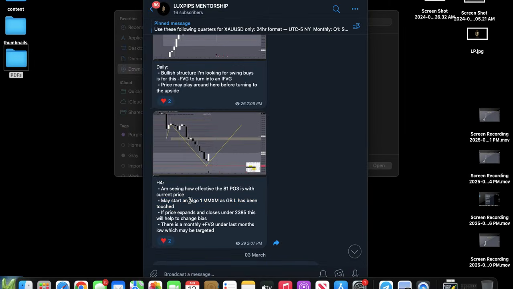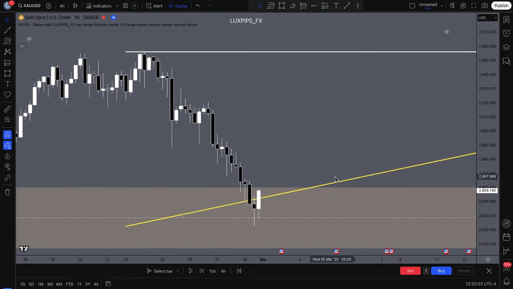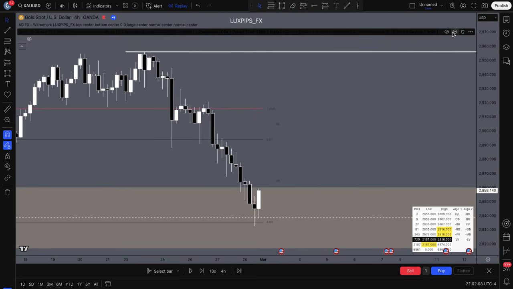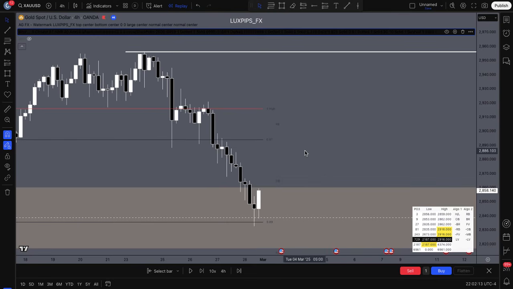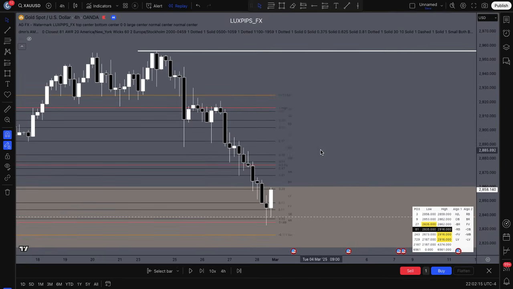Say right here, Algo 1 MMXM. May start in Algo 1 MMXM as Goldbach low has been touched. So let's go back to the chart. So at this moment in time, I knew that gold was running on the 81 power 3. There it is.